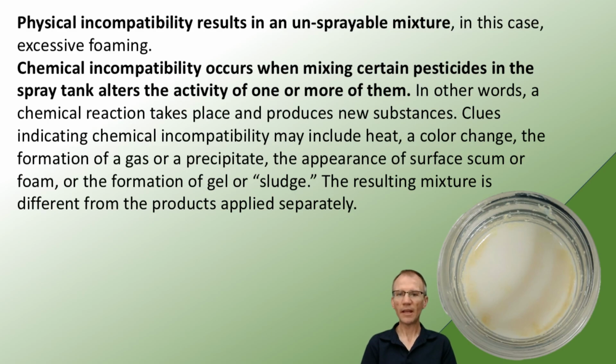Chemical incompatibility occurs when mixing certain pesticides in the spray tank alters the activity of one or more of them. In other words, a chemical reaction takes place and produces new substances. Clues indicating chemical incompatibility may include heat, a color change, the formation of a gas or a precipitate, the appearance of surface gum or foam, or the formation of gel or sludge. The resulting mixture is different from the products applied separately.